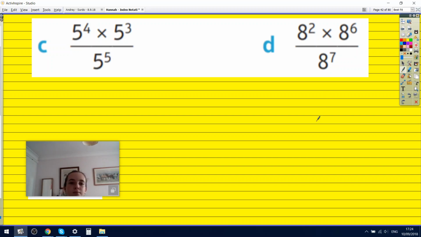Let's try top right. Oh no, sorry. Better start with top left. So 5 to the 7 over 5, which is 5 to the 2, 5 squared. Can you make that simpler? 25. And the one on the right. 8 to the 8 over 8 to the 7, 8 to the 1, which is 8. Well done.